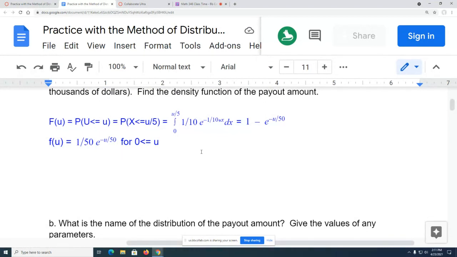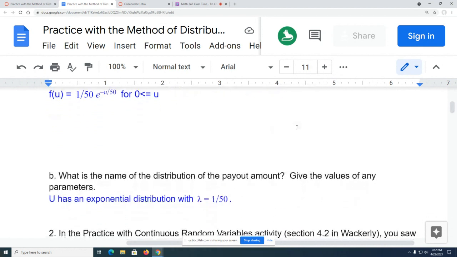What's the derivative of 1 now? Yeah. So what we have here is an exponential distribution with a mean of 50. Nice job. Are there any questions about this one?